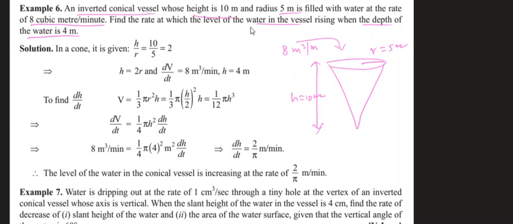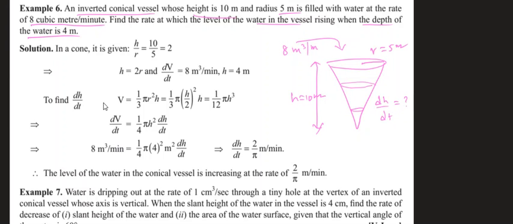Now find the rate at which the level of water in the vessel is rising when the depth is given. So on pouring water, the level will be increasing here, is it not? So the rate of increase of this level is asked, which is nothing but what? That is dh by dt, is it not? The rate of level means height is increasing with respect to time. So they have asked dh by dt. Do you understand?